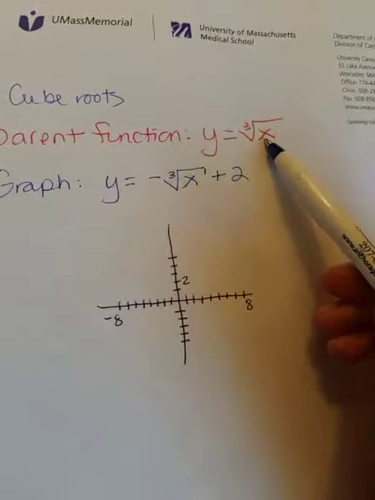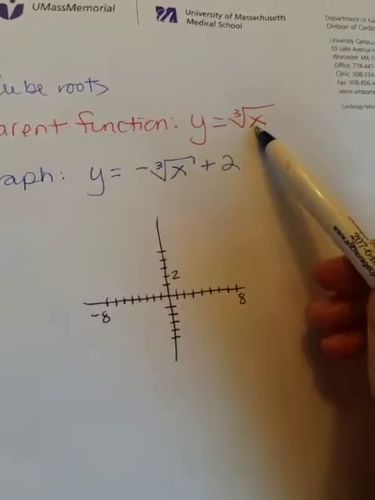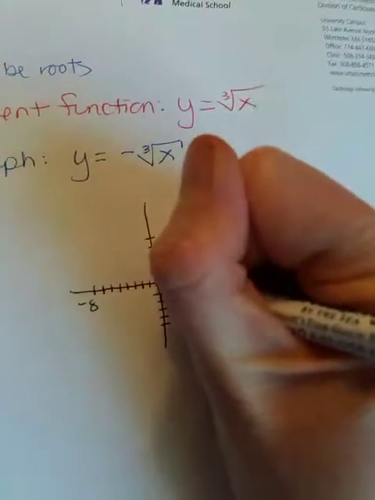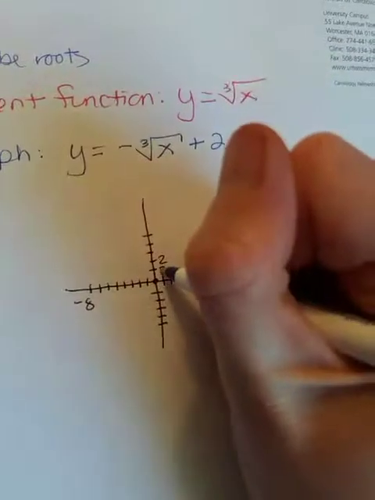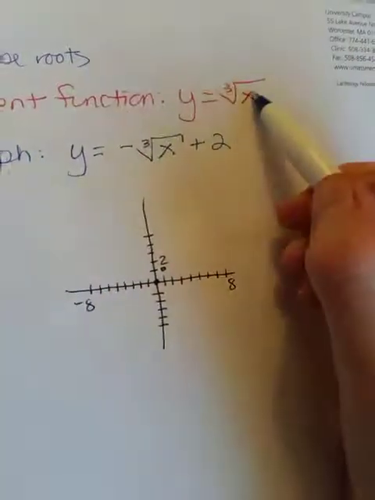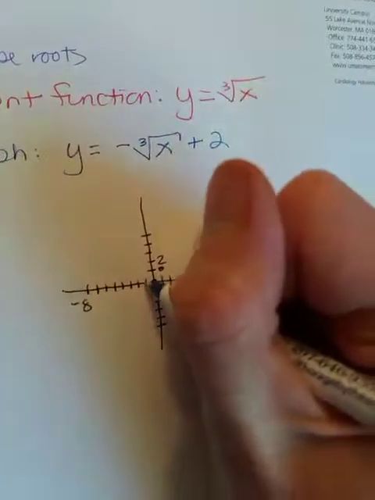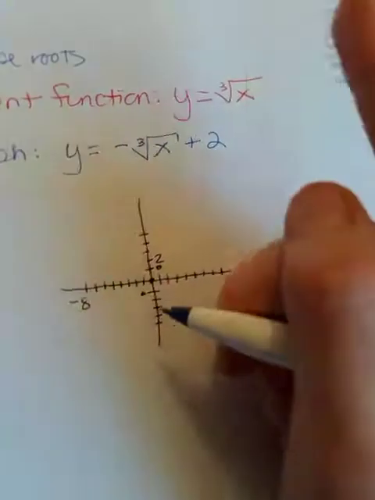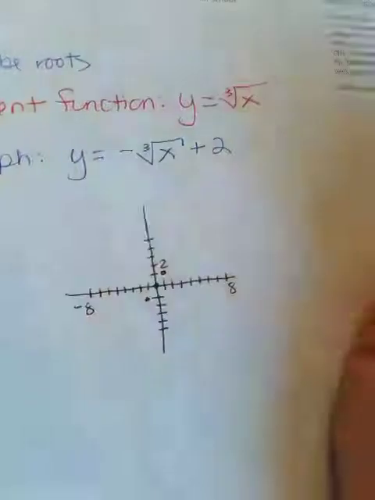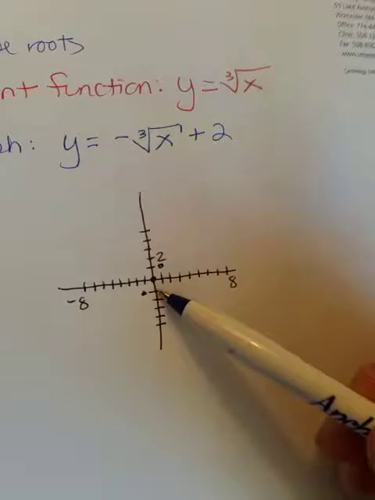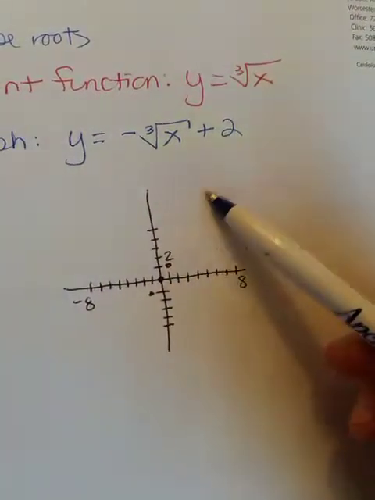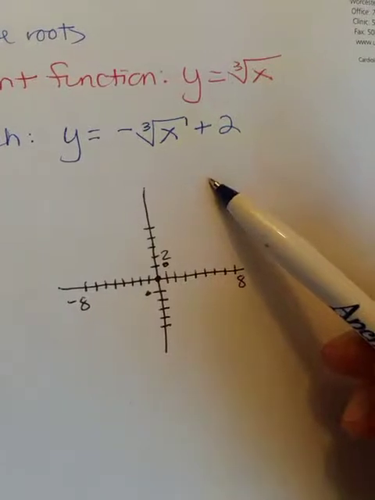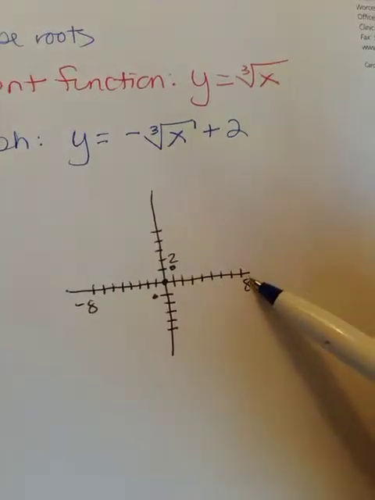So again, you want to pick easy numbers. If I put 0 in, the cube root of 0 is 0. When I put 1 in, what's the cube root of 1? It's 1. When I put negative 1 in, the cube root of negative 1 is negative 1, because negative 1 times negative 1 times negative 1 is negative 1. Now, if most people were to look at these 3 points, they'd say, oh, this is a line. Sorry, it's not. This is why I want to talk about 8.